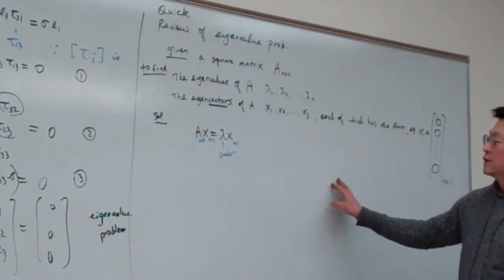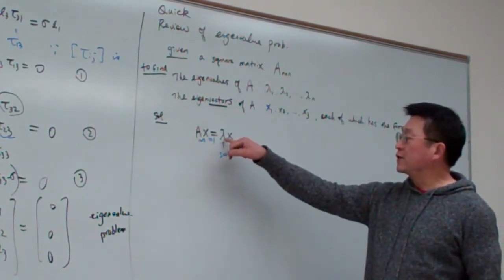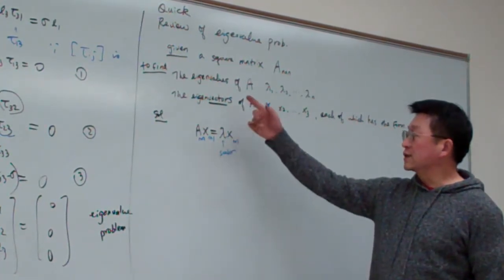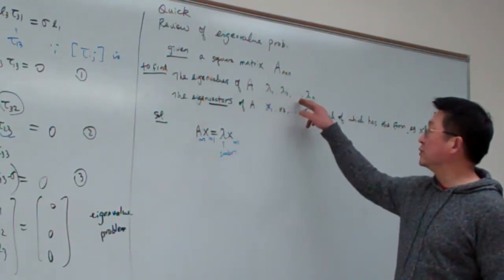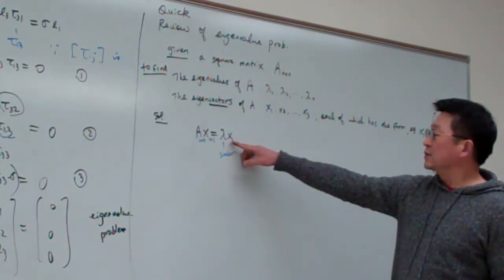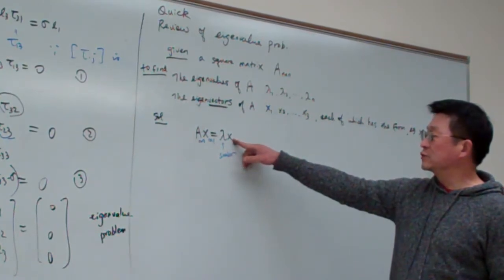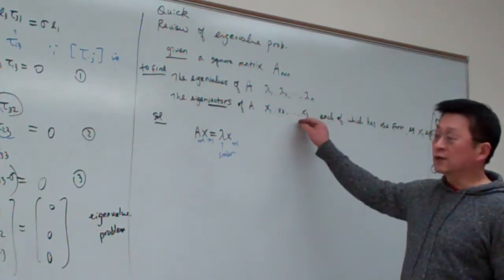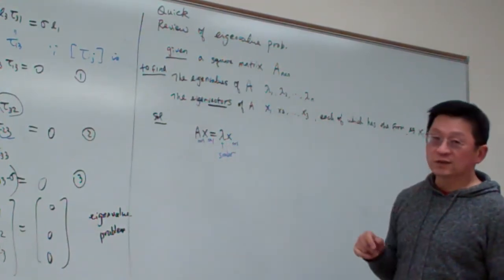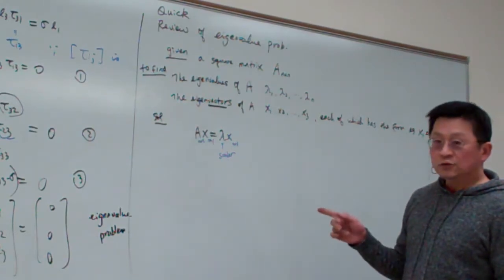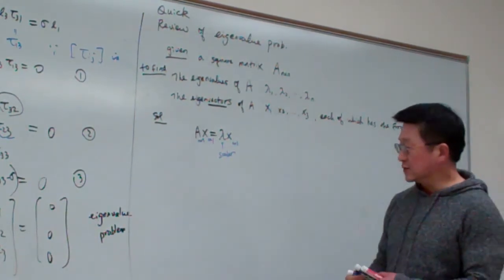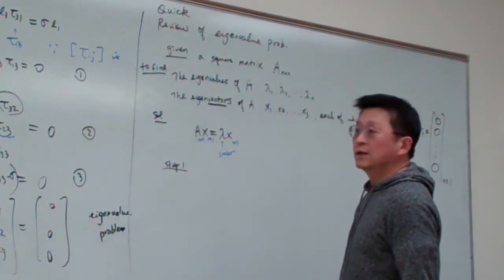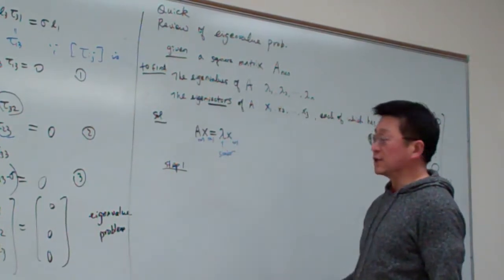In general, we don't know the value yet, so we simply use lambda without any subscript to indicate it is one of such eigenvalues. We use x without any specific subscript to indicate one of the possible eigenvectors. So in general, we write it like this. And the solution process, how to solve for lambda and x, is this. Step 1 is we rearrange this one.